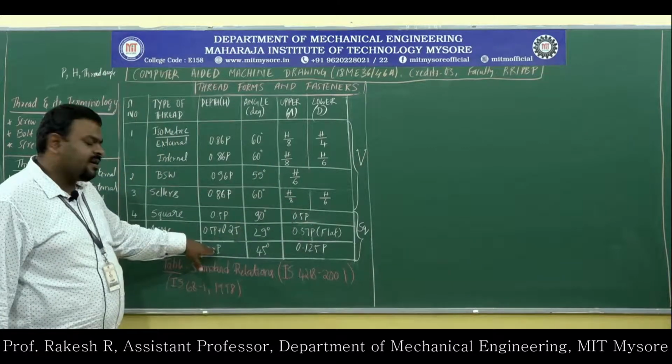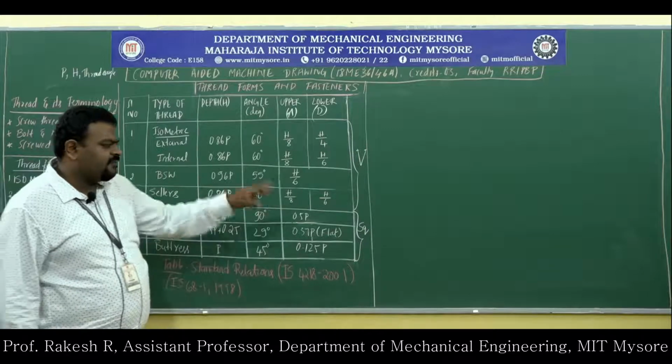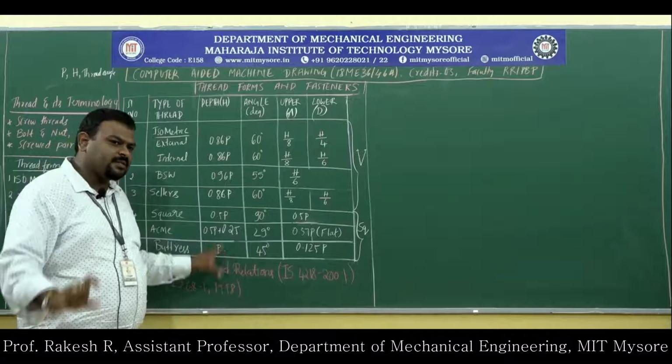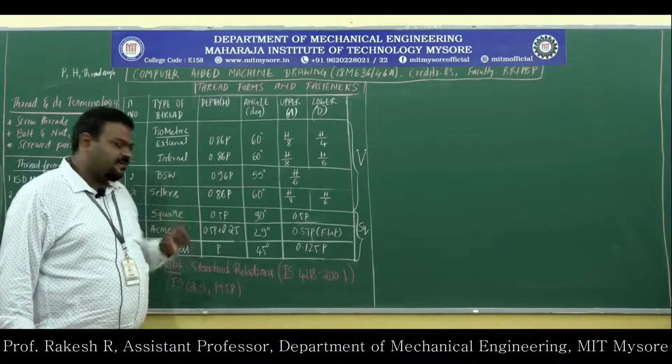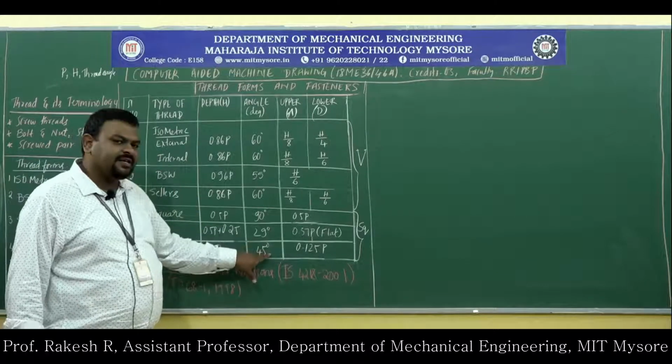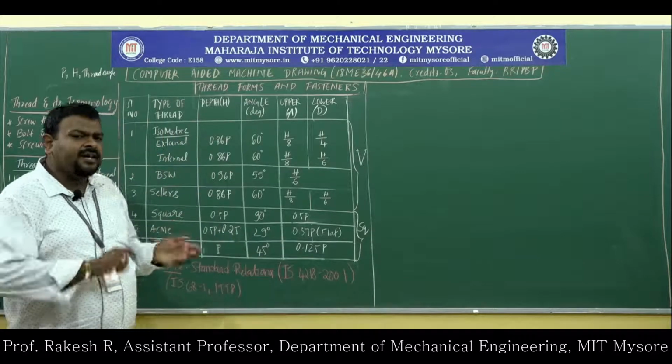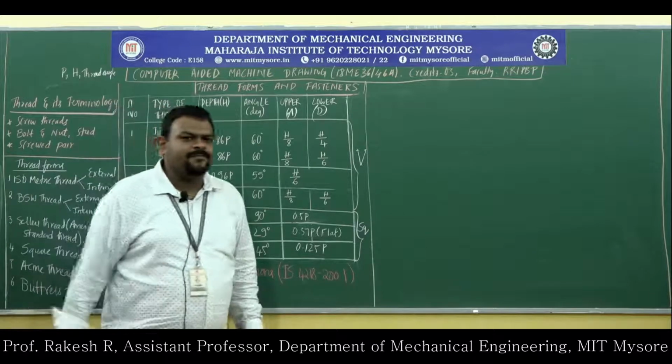And buttress is also a type of square thread. Pitch is p, whatever the given pitch, that itself is the depth of thread, and 45 degrees is the included angle. 0.125 p is the addendum and dedendum length, the same.